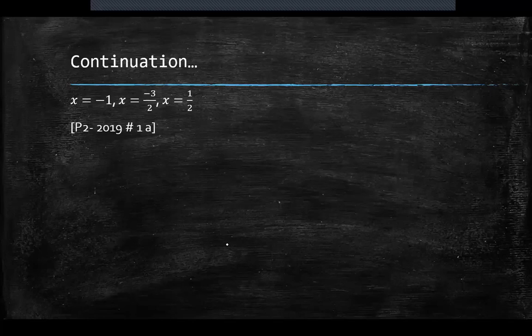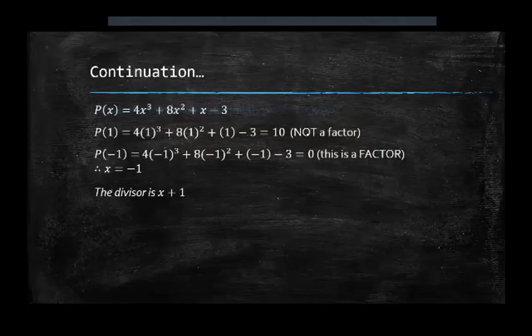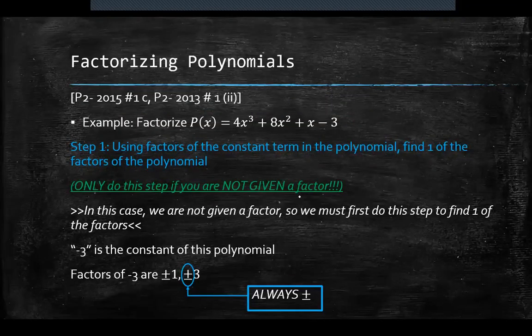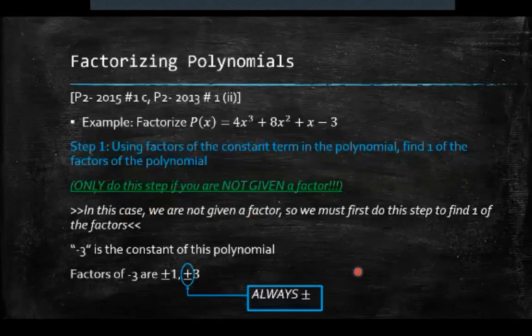Let me just show you one thing before we start. Remember when I was telling you, when factorizing polynomials, sometimes they give you the factor, so all you have to do is the long division, but other times they don't give you the factor. They expect you to find one of the factors and then you can do the long division, right? That's when this step comes in. You need to use the factors of the constant term. Using that, you need to find one factor of the polynomial. Only then can you do long division, right?